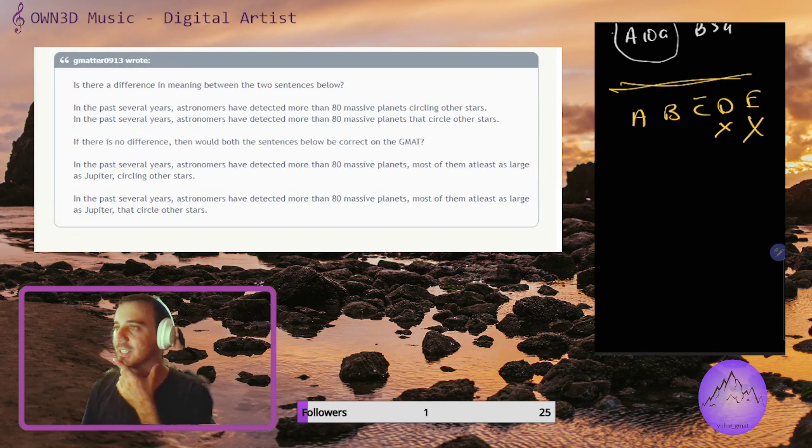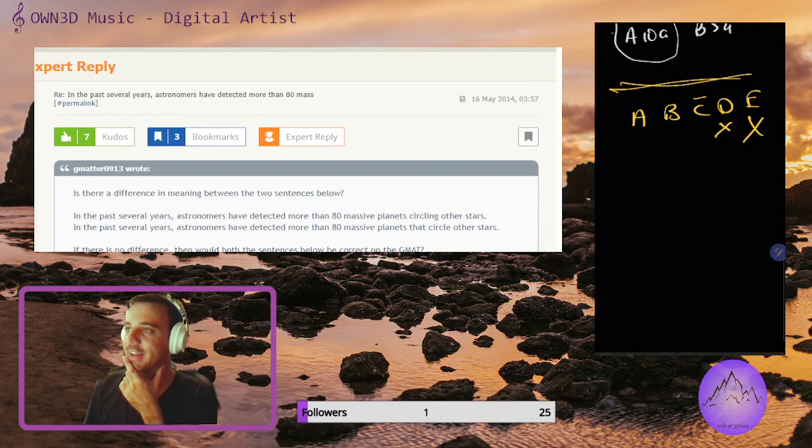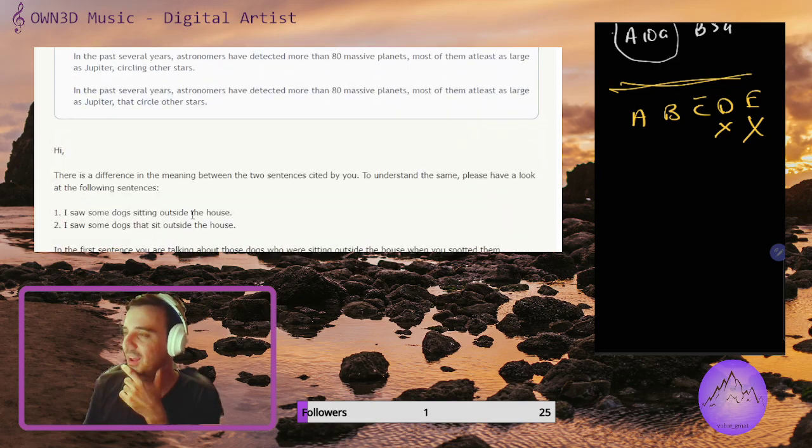All right, let's see this example from GMAT. Sorry, I'm reading that out loud because off to the side here, you can't see who actually posted. Hi, there is a difference in the meaning between the two sentences cited by you. I saw some dogs sitting outside the house. I saw some dogs that sit outside the house. In the first sentence, you're talking about those dogs who were sitting outside the house when you spotted them. However, in the second sentence, you're talking about a category of dogs, and this category of dogs sits outside the house.